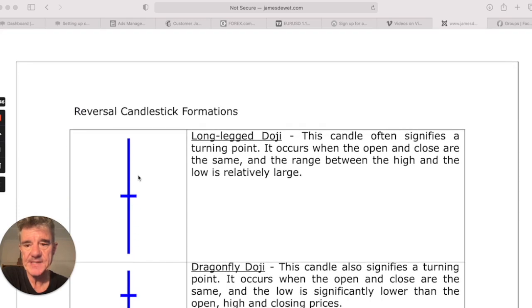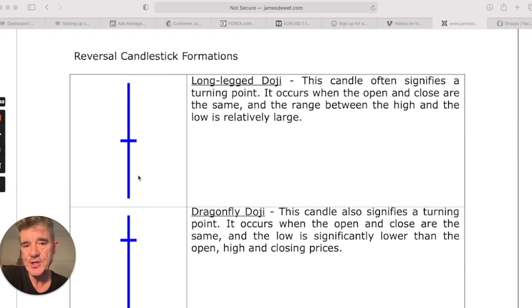Right, reversal candlestick formations further. Long-legged doji. We saw dojis with the very small wicks up and down. This is a long-legged doji, same sort of thing really. This candle often signifies a turning point. It occurs when the open and close are the same, and the range between the high and the low is large. So remember with the stars, open and close are the same, but the range between the high and the low is small. Same sort of thing, but large. And it's also a reversal pattern.